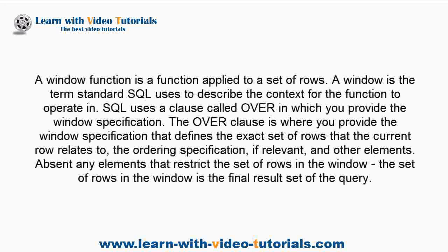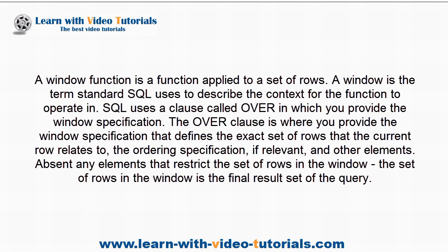A window function is a function applied to a set of rows. A window is the term standard SQL uses to describe the context for the function to operate in. SQL uses a clause called OVER in which you provide the window specification. The OVER clause is where you provide the window specification that defines the exact set of rows that the current row relates to, the ordering specification, if relevant, and other elements.